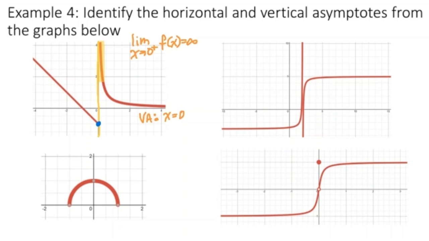Horizontal asymptotes describe the end behavior. Looking at the graph, we can see that the right side of our graph is approaching the x-axis. This tells us that the limit as x approaches infinity of f of x is 0. So the line y equals 0 is a horizontal asymptote.